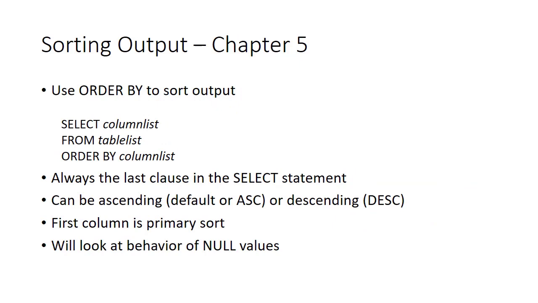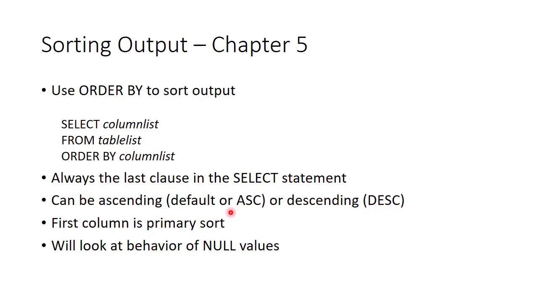We're going to learn how to sort output. This is the topic of Chapter 5. We use the clause order by to sort output. Order by is always the last clause in the select statement. When we order by a field, we can order in ascending order, which is the default order, or we can order in descending order, which would be largest to smallest.